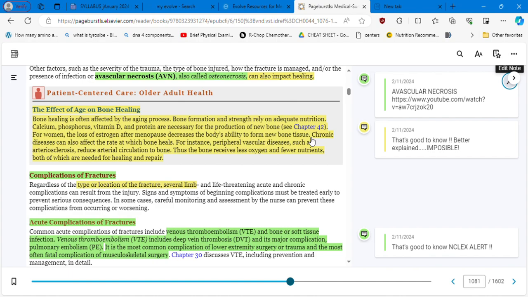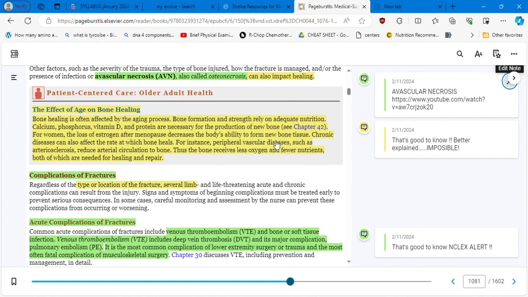We are just reviewing some concepts with this box here named patient-centered care, older adult health. Chronic diseases can also affect the rate at which bone heals. For instance, peripheral vascular disease, such as arteriosclerosis, meaning the narrowing of the arteries, reduces arterial circulation to bone. Thus, the bone receives less oxygen because the pathway is narrow, and fewer nutrients, both of which are needed for healing and repair. And that's good to know.